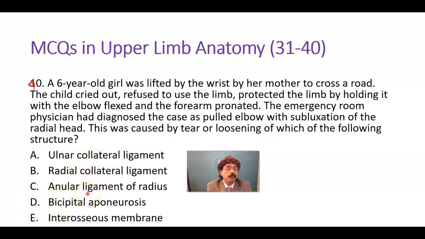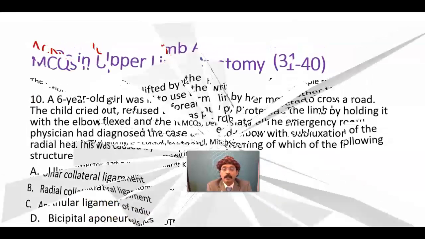Okay, so due to pull, the radial head comes out. Okay, so that is the situation here. It is easily corrected by manipulation without surgery by the physician, so that the radial head may go back to its position. Okay, so our answer is the C. That is the annular ligament of the radius. Okay, we got that.